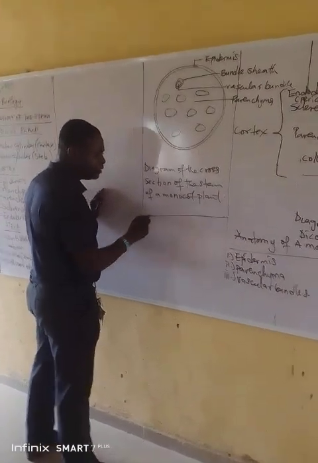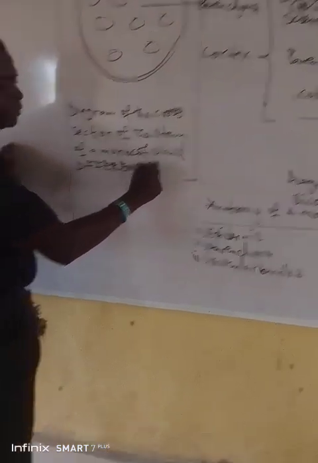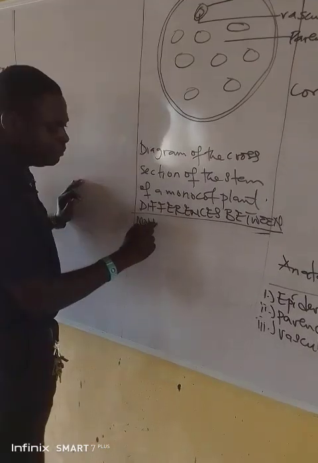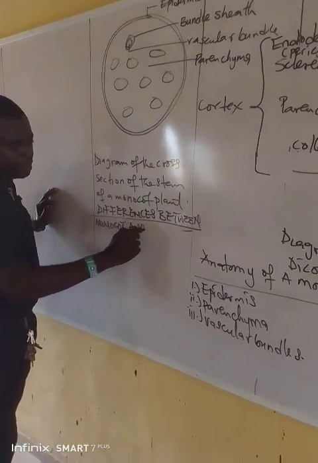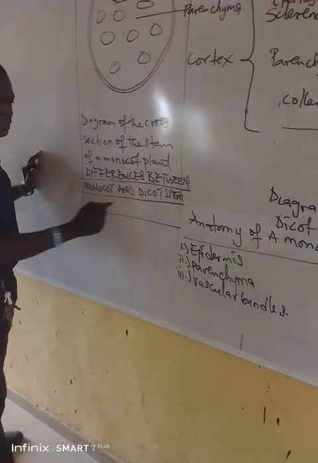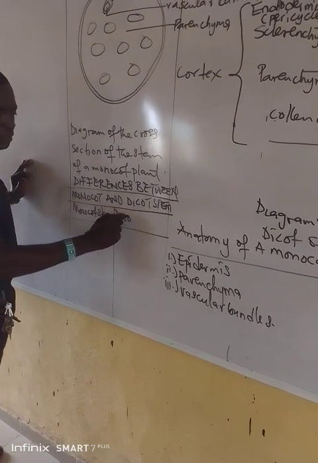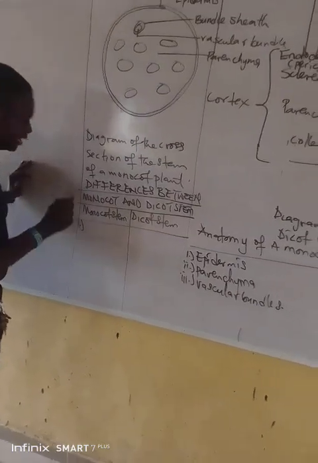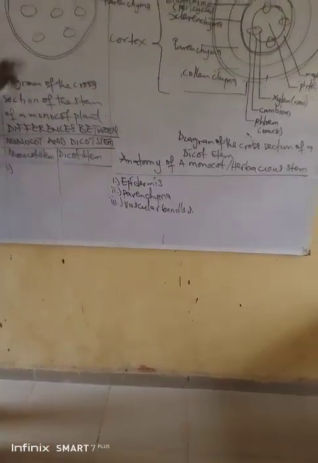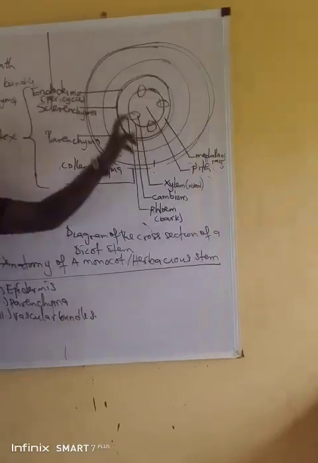Now let's look at the differences between monocot stem and dicot stem. Here we have the monocot stem. Here we have the dicot stem. Number one, let's look at the two. What do you see about the vascular bundles here? They are scattered. But here they are what? Well arranged.